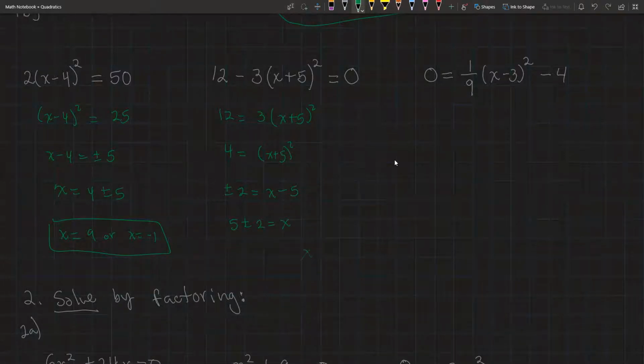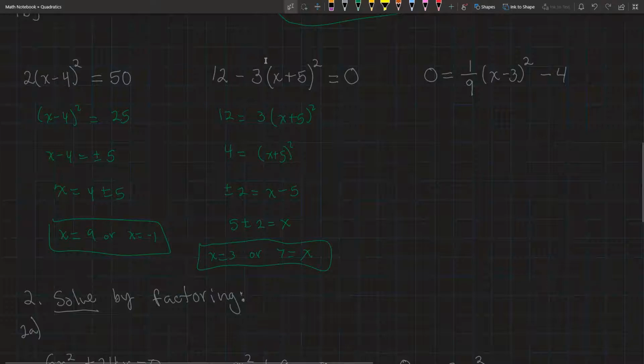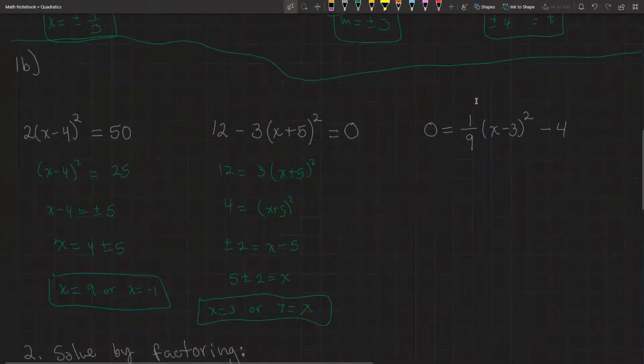So therefore we know that x equals 5 plus 2 is 7, or x equals 5 minus 2, which is 3. And that one's done. So that idea of perfect squares is still very powerful, but you need to train your eyes how to undo this times 3, how to undo this times 2. And now it's something different.